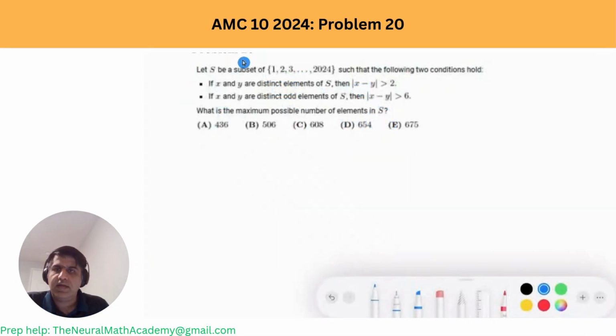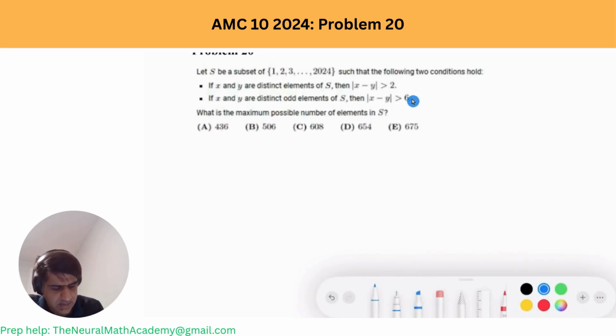Now let's look at problem 20, where we are given that S is a subset of these numbers such that the following two conditions hold. If x and y are distinct elements of S, then the magnitude of x minus y is greater than 2. If x and y are distinct odd elements of S, then the magnitude of x minus y is greater than 6. What is the maximum possible number of elements in S, or in this subset?